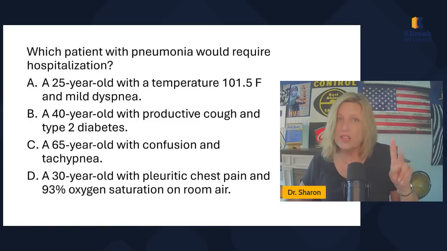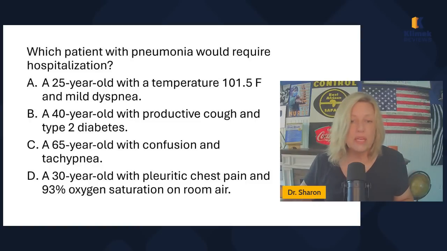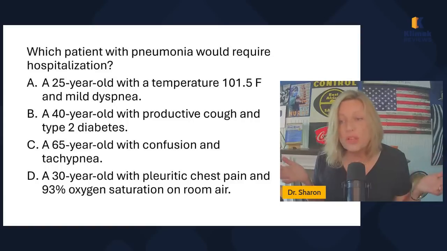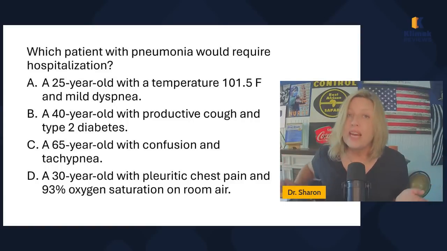But the age and the confusion gives them 2 points. They have to be admitted. A 30-year-old with pleuritic chest pain, that's expected, and 93% oxygen saturation in room air. Well, that's still within normal limits. It has to be 92%.